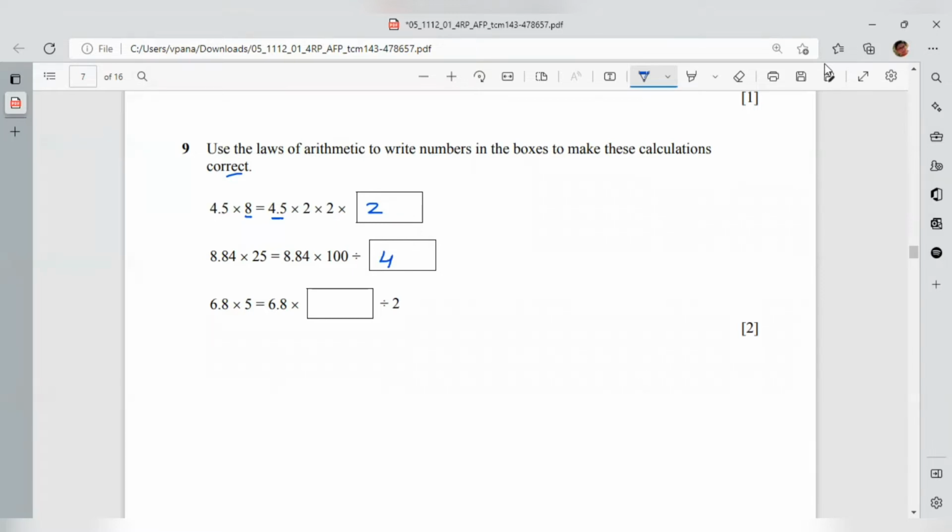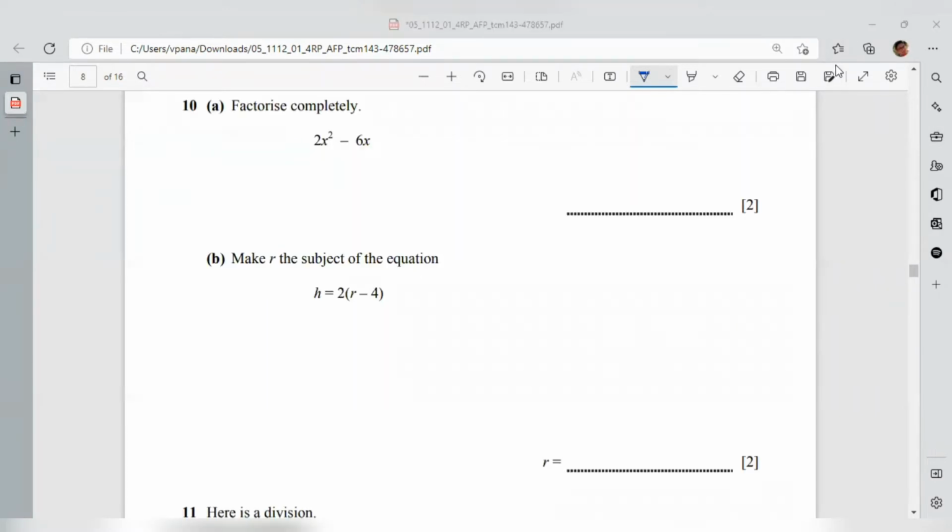6.8 times 5 is 6.8 times something divided by 2. So how do I get 5? What is divided by 2 to get 5? So it is 10 divided by 2, I get 5. Got it? So factorize completely.